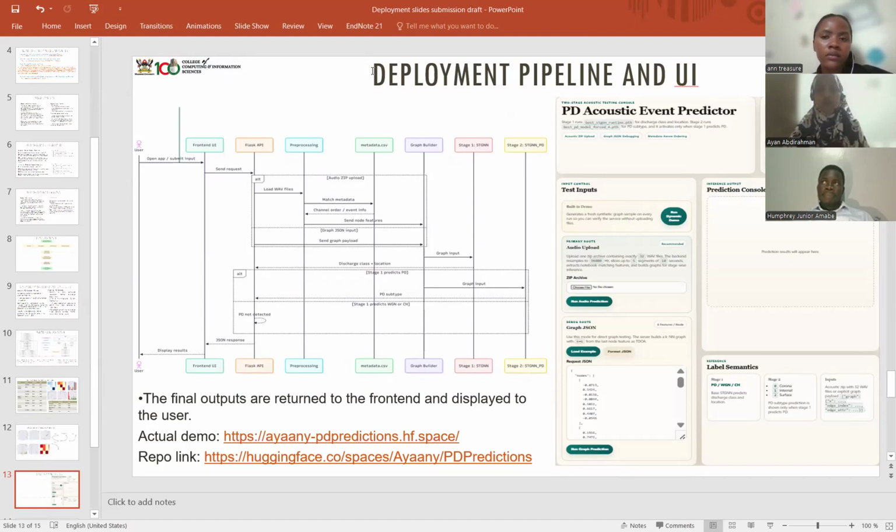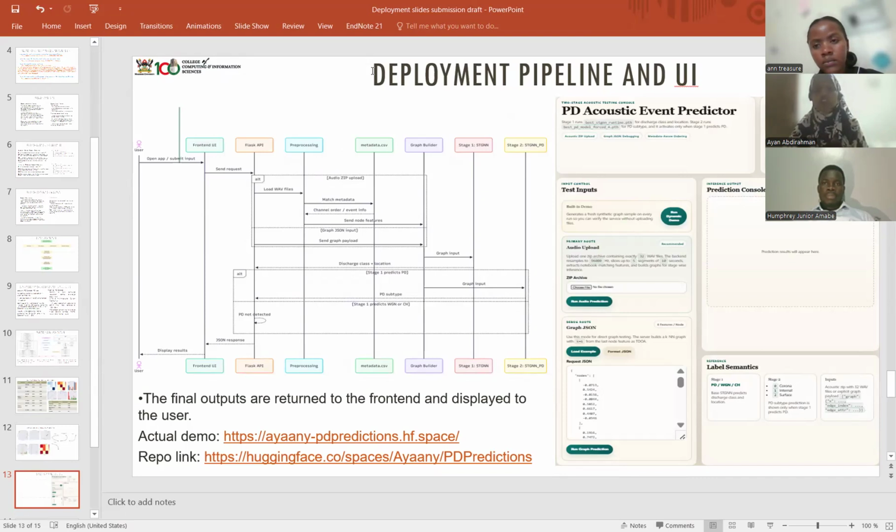The second component that we used was the Flask backend. The Flask backend acts as the central controller for the deployment. So it checks the input type, decides whether the audio preprocessing route or the graph JSON route should be used, and then passes this preprocessed data into an inference pipeline. It also helps us to return a final result as a structured JSON response, which it will then send to the front end, and then it will display it to the user.